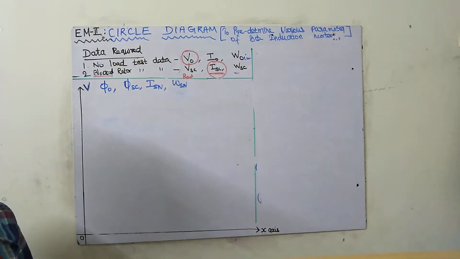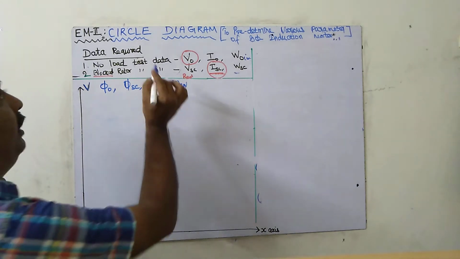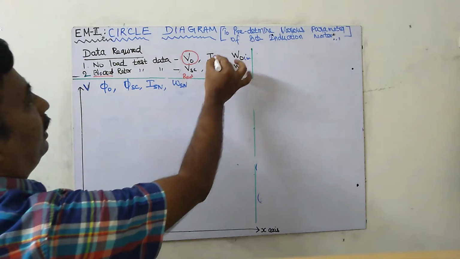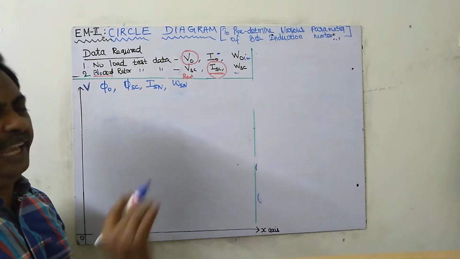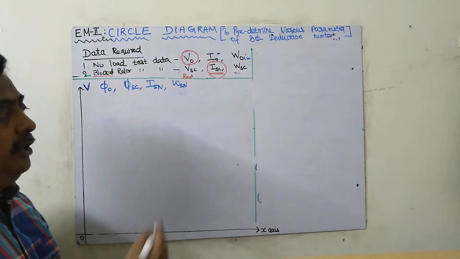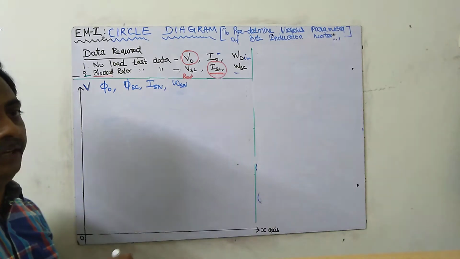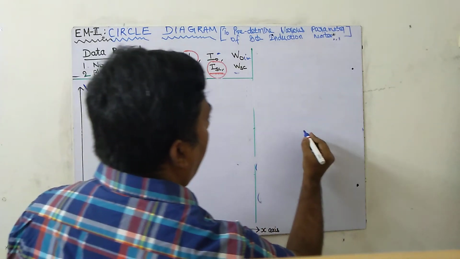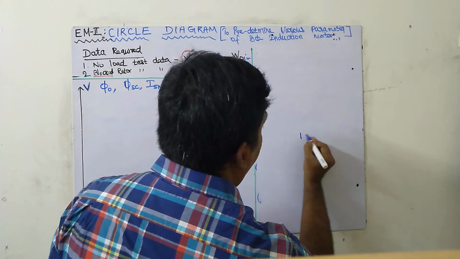Next, what we have to do? We have to measure the current. We know the value. First we have to draw I naught. We know the current I naught. Suppose take I naught equal to 8 amps. We have to convert it into centimeters. Here the current scale we have chosen is 1 centimeter equal to how much?